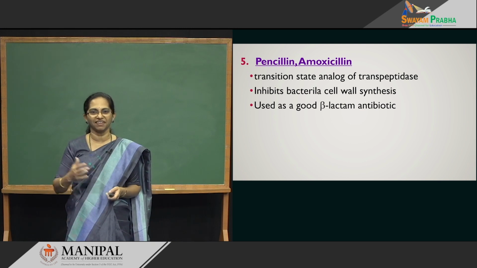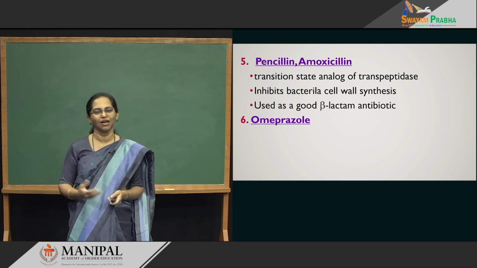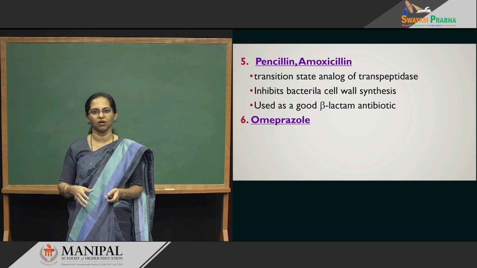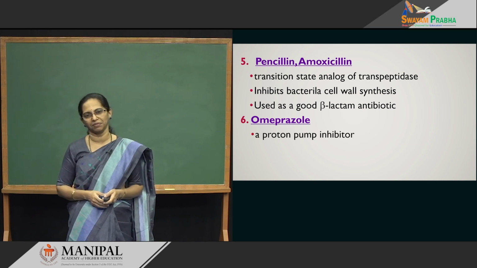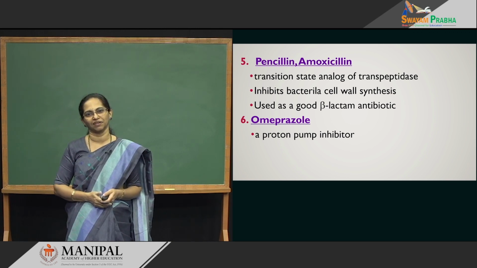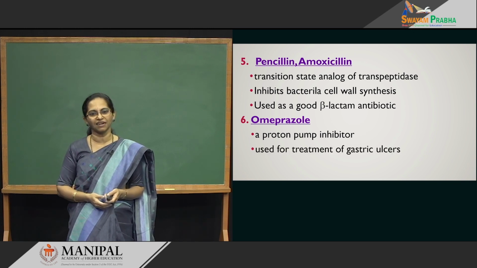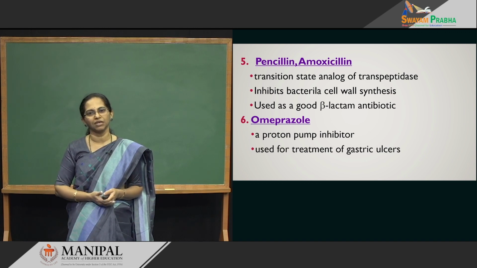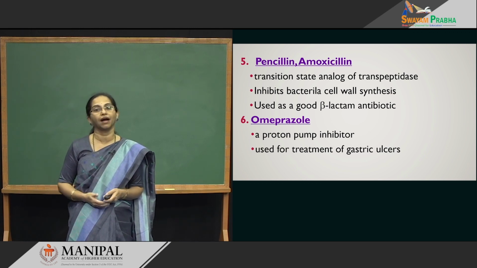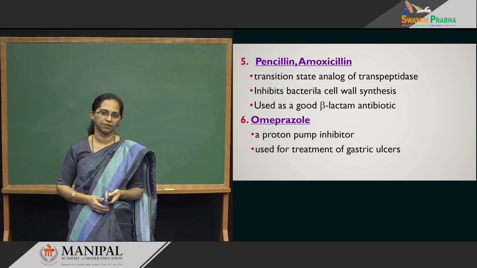We call it a beta-lactam variety of antibiotic. Then comes omeprazole. People who are suffering from acidity all know about this drug. Omeprazole is a powerful proton pump inhibitor. So, it tries to bring down the acid production in the stomach. So, it is a very common anti-acid drug. You use this drug to treat people who have gastric ulcers due to hyperacidity. Omeprazole is an inhibitor of proton pump.